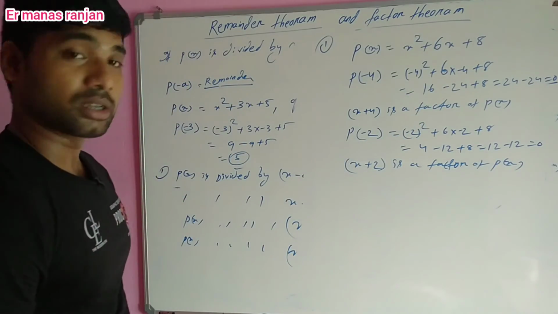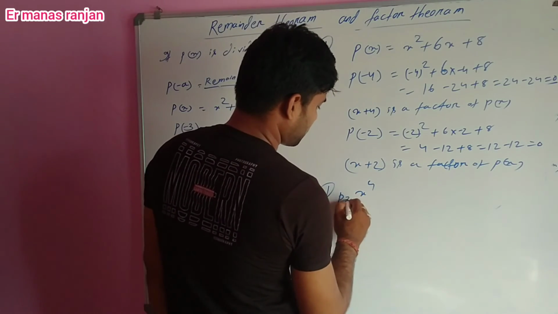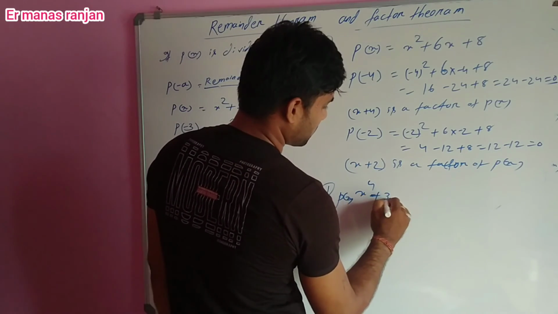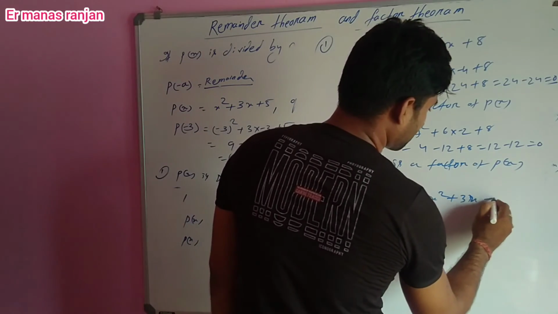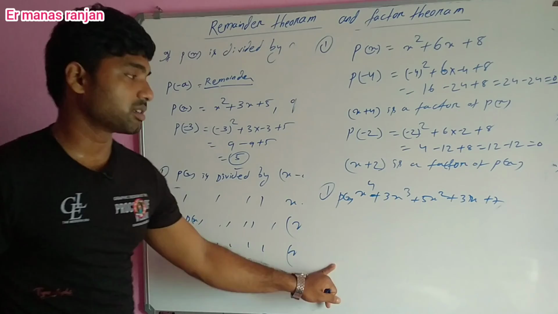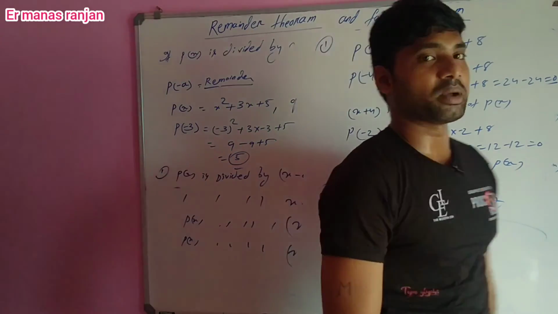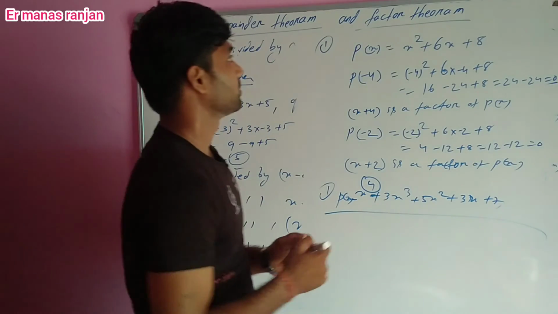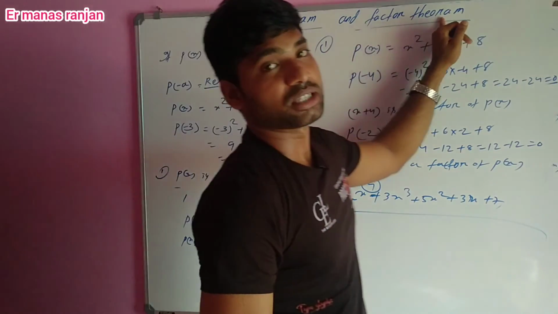Okay? Clear? So similarly, suppose there is a polynomial P of x equals x fourth plus 3x cube plus 5x square plus 3x plus 7. How many factors does it have? The degree of this polynomial is 4, so it has only 4 factors. Keep in mind. So this is the basic difference between remainder theorem and factor theorem.